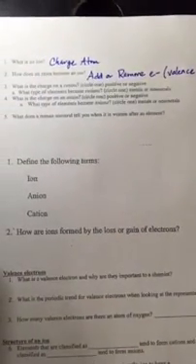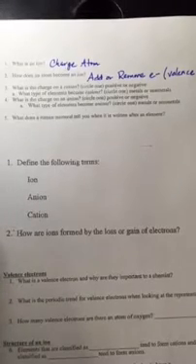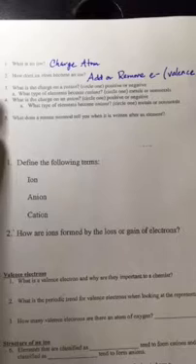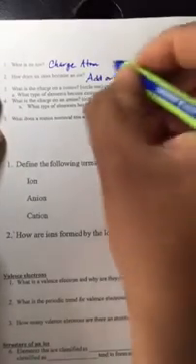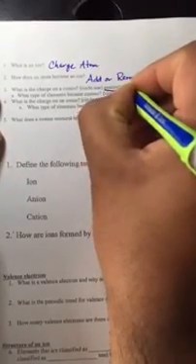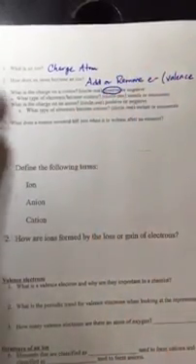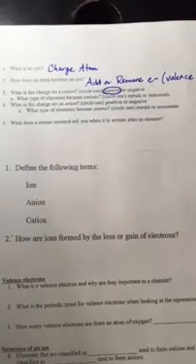Now the next thing it says, what is the charge on a cation? So anytime you hear the cation from now on, it is going to be a positive ion. Okay, so what you're going to do is you're going to circle what? Positive. So from now on, anytime you hear cation, it is going to be a positive ion.